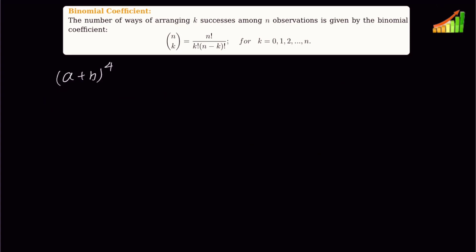Now let me explain how we use this binomial coefficient to expand a plus b to the power 4. It can be any power, but here I use the power 4. So how do we expand this? You know Pascal's triangle, right? So how do we make this Pascal's triangle?